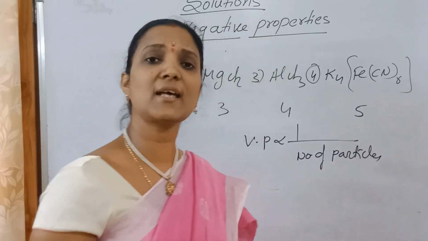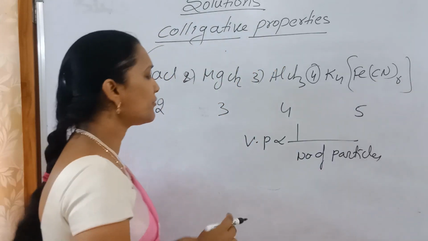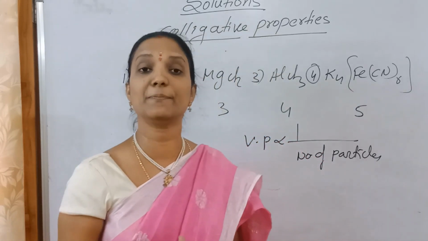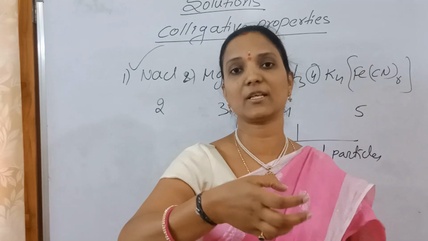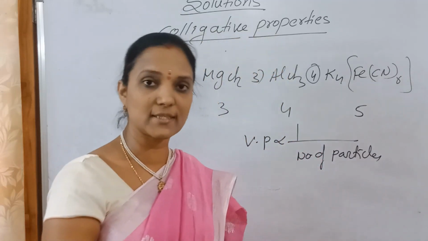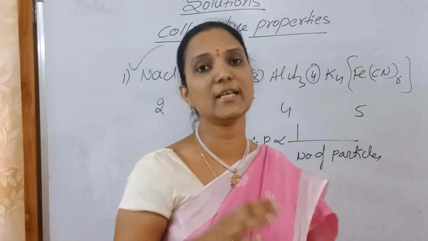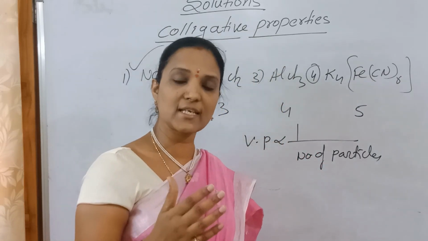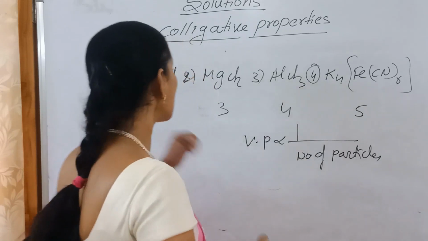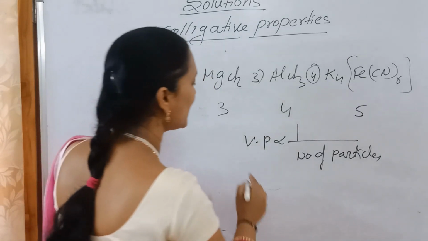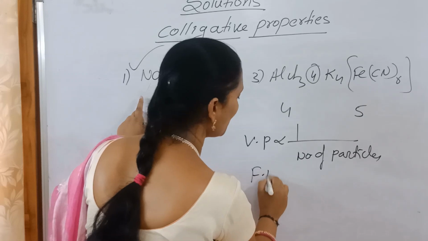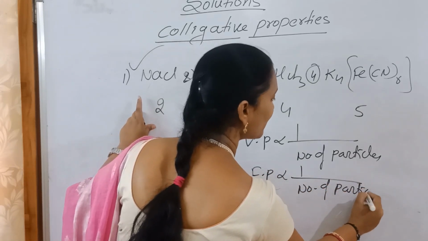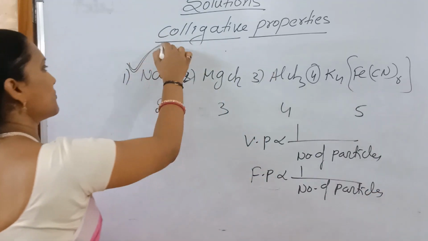Next, the following has the highest freezing point. Now, freezing point, depression in freezing point. From the name itself we can identify easily. If the number of moles of non-volatile solute particles increases, the freezing point decreases. Number of particles increases, freezing point decreases. So freezing point is inversely proportional to the number of particles. Where there are fewer particles, the freezing point is high.